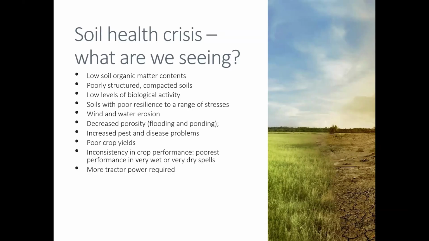Increased pest and disease problems because the crops are struggling a bit in poorly structured soils, poorer crop yields, and inconsistency in crop performance, where the poorest crop performance quite often is happening in the very, very wet spells or the very dry spells. And we're seeing more of both of those. So we're seeing weather extremes.